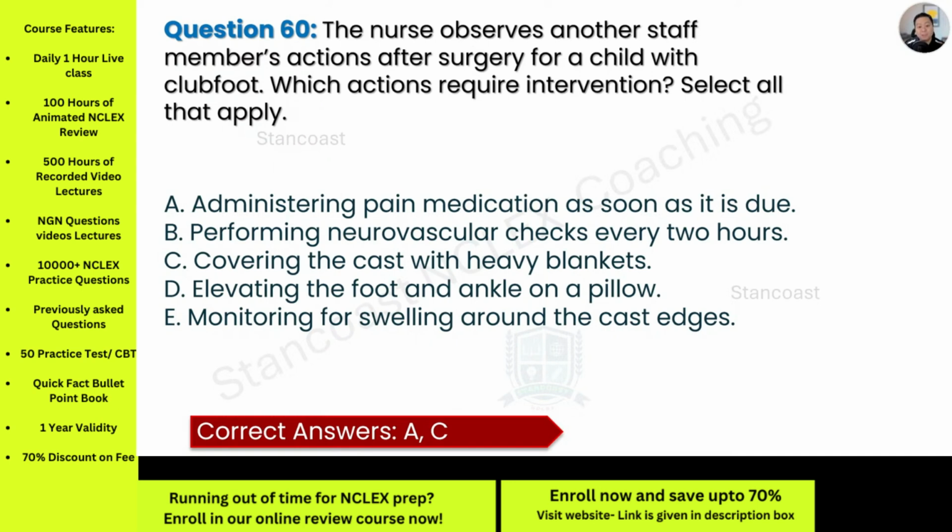Covering the cast with heavy blankets. Well, this is not a good intervention because this can trap the heat and also the moisture, and this will interfere with the cast drying process and will also increase the risk of swelling. So we have the incorrect options here, letters B, D, and E. These are interventions that actually do not need any correction. Okay. So what you're going to focus on here is to identify those options that will compromise the client's healing process.